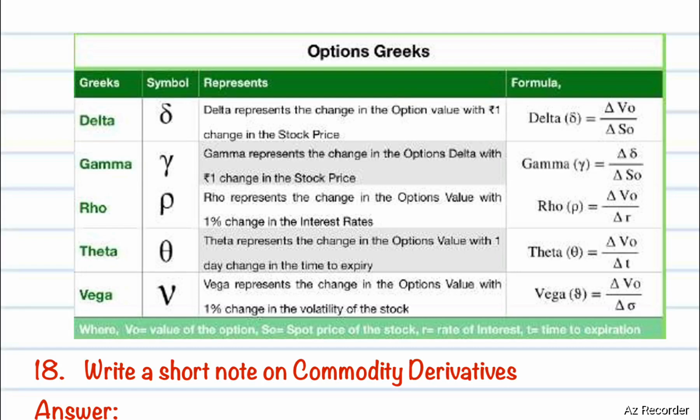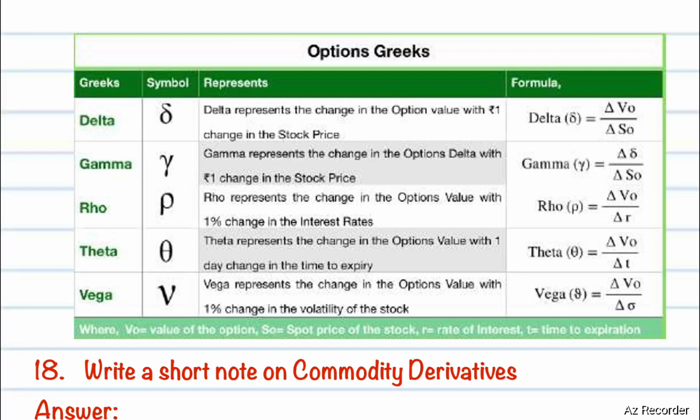Next, theta. Theta represents the change in the option's value with 1 day change in the time to expiry. Theta equals change in V0 divided by change in T. Next, vega. Vega represents the change in option's value with 1% change in the volatility of the stock. Vega equals change in V0 divided by change in sigma.